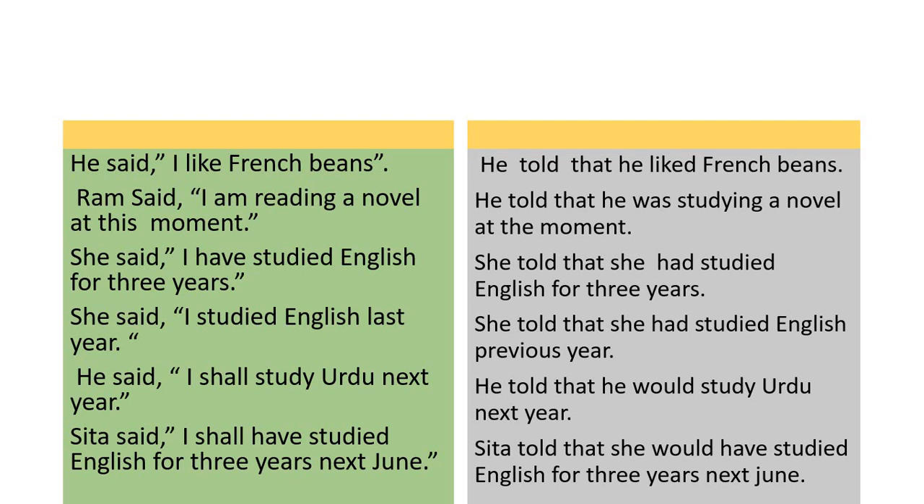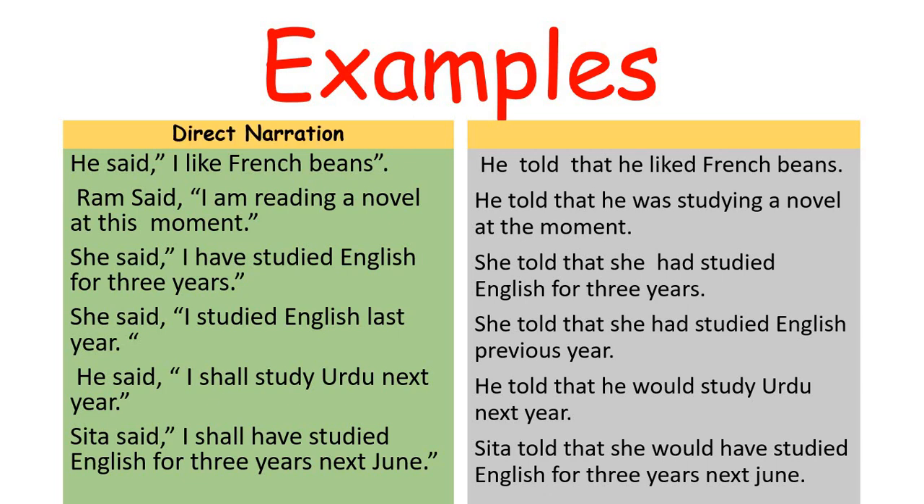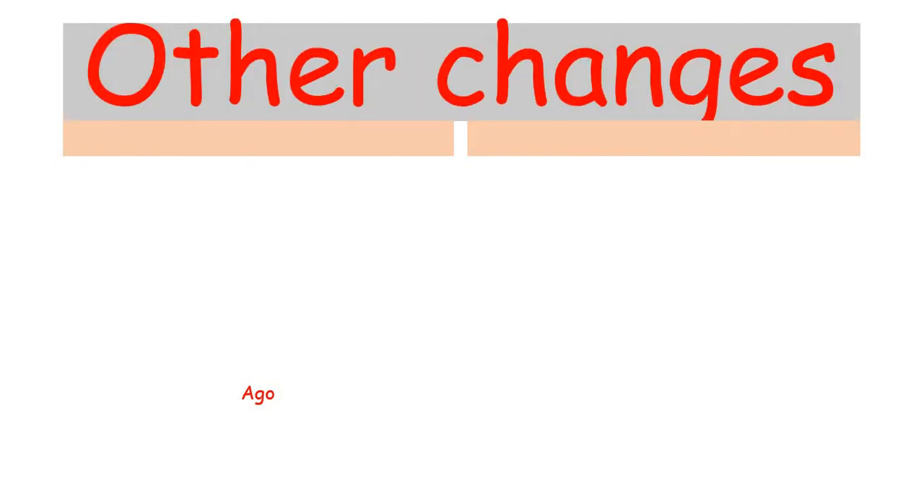So the green part we have seen here is direct narration, and the blue part is indirect narration, and these are examples based on the tenses and the subject as we have discussed earlier. And I hope you have developed your own concept about direct and indirect here. And let us proceed. How do we change the other things here?